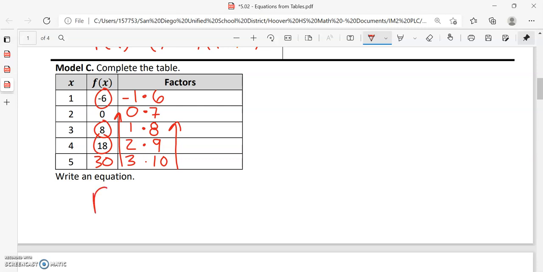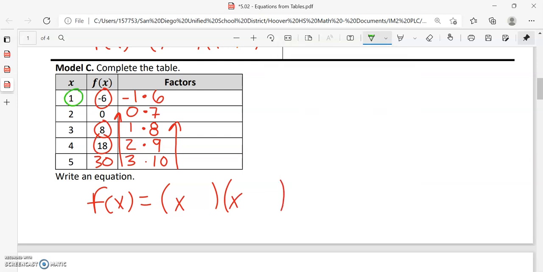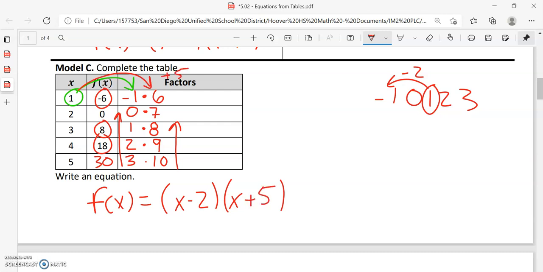Let's write our equation now. Okay, so from 1, how do we get to negative 1? Well, 1 to negative 1, we have our number line. Negative 1 is here, 1 is here. We are going backwards 2, subtracting 2. So minus 2. And then from 1 to 6, what are we adding? We are adding positive 5. There is our equation.